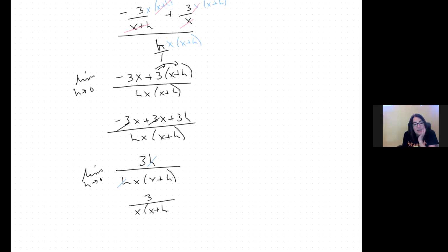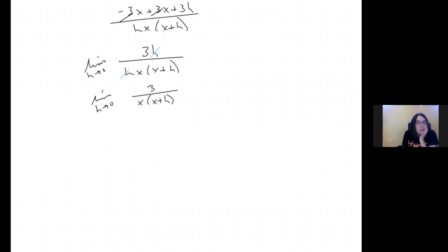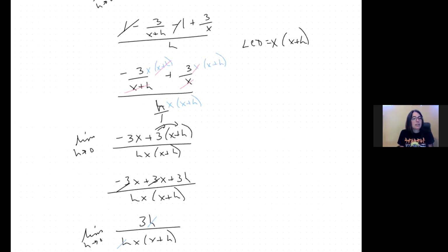The limit is h goes to 0. And then you see what happens to that h? It's going to go to 0. So it's gone. And we are left with 3 over x times x. Final answer. So again, up here, the tricky part was figuring out what the lowest common denominator was, multiplying every term by it, and then that way we got rid of those fractions, oops, within fractions.